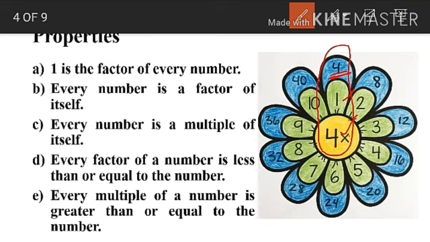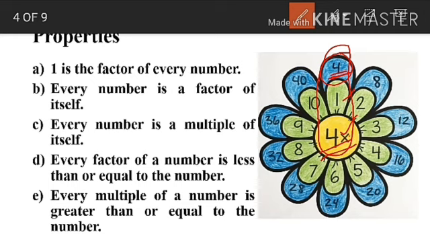Now, every number is a multiple of itself. 4 is the multiple of 4. So, we can say that every number is a multiple of itself.